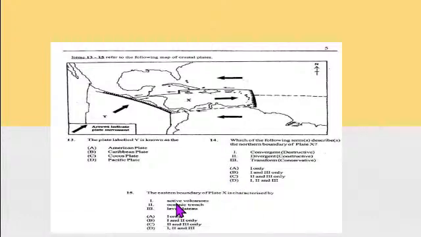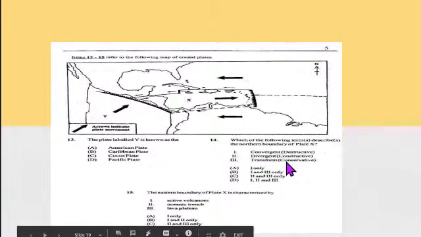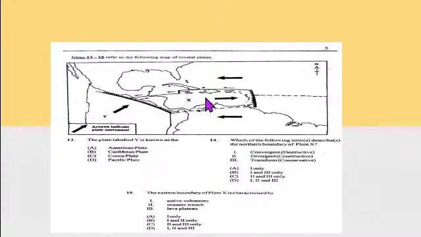Number 15, the eastern boundary of plate X is characterized by plate X, eastern boundary here. All right, how can we tell? Right at the eastern boundary here, we have active volcanoes. We have ocean trench, but no lava plateaus. So we would have 1 and 2 only. So that would have been 1 and 2 only. That would have been letter B for number 15. Good job, Gabaldon.